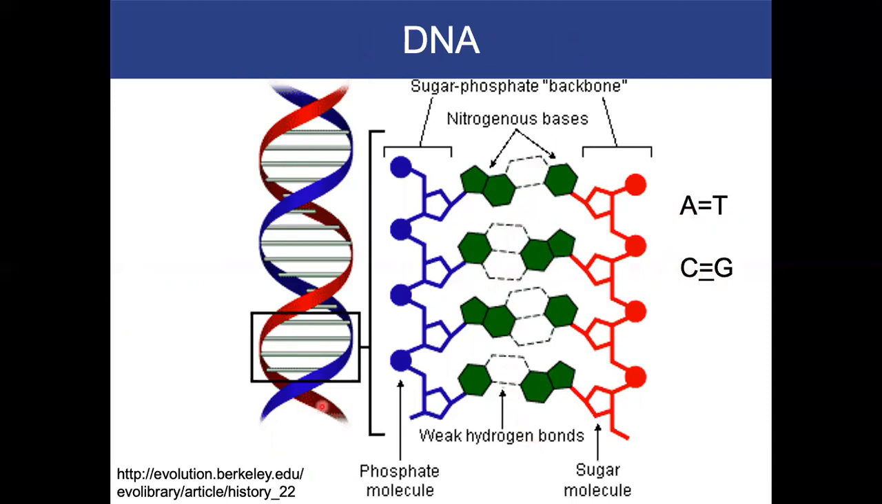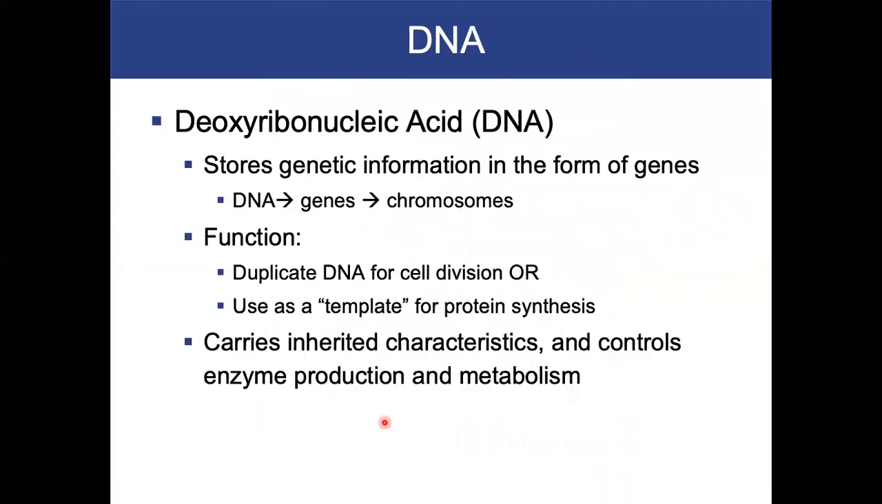This is what DNA looks like. DNA stores genetic information in the form of genes. Your DNA makes up your genes, which make up your chromosomes. We have 23 pairs of chromosomes in each cell. What is the function of DNA? To duplicate for cell division so you can make more cells, or to use as a template for protein synthesis. DNA carries our inherited characteristics and controls enzyme production and metabolism.